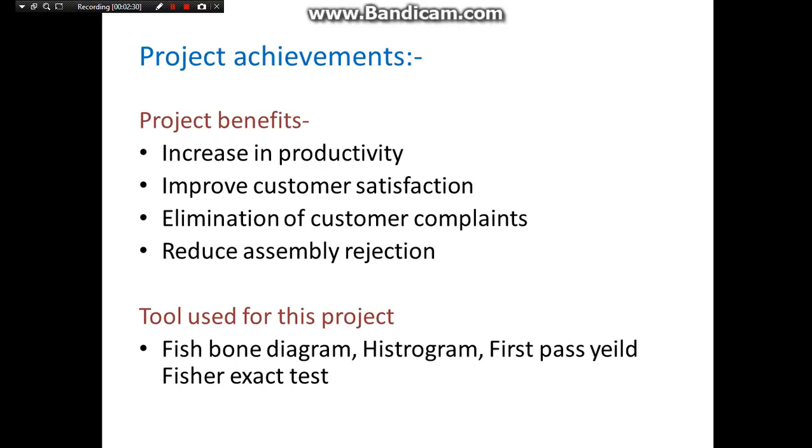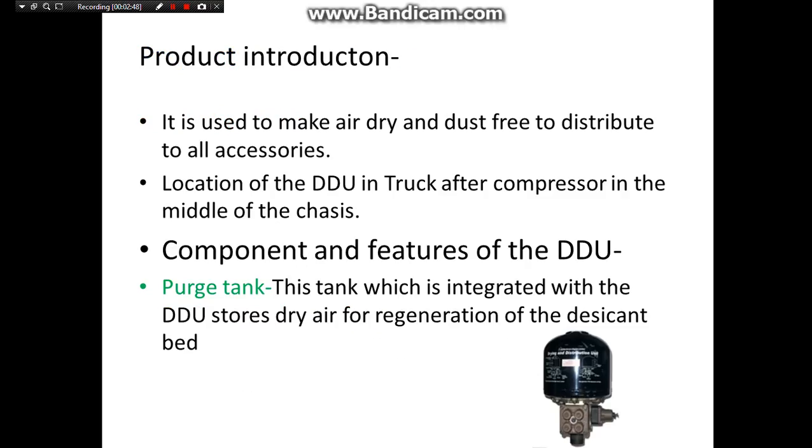Project achievement. Project benefits: increase in productivity, improved customer satisfaction, elimination of customer complaints, reduced assembly rejection. Tools used for this project: fishbone diagram, histogram, first pass yield and Fisher exact test.